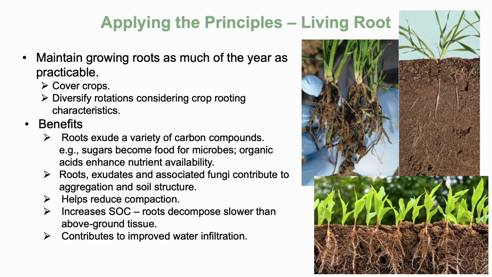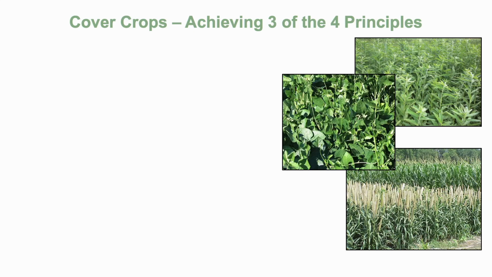So benefits. Covers give us all kinds of wonderful things, right? There's the diversity, and we already said that different plants exude different carbon compounds into the soil that result in different soil biological communities. They help reduce compaction and increase soil organic carbon. The roots are slower to decompose than above ground plant materials, so there's a carbon source available in the soil longer, even if that's tilled, and they contribute to improved water infiltration.